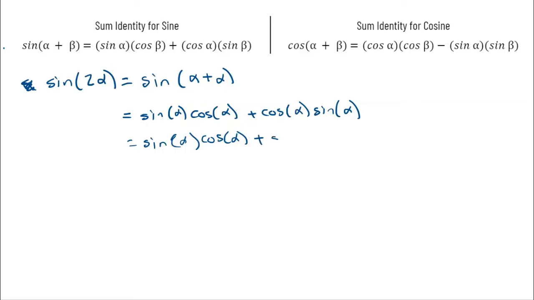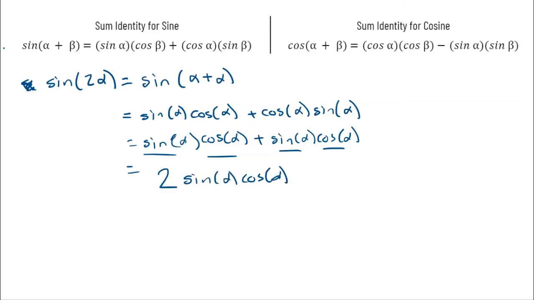Cosine times sine is the same as sine alpha times cosine alpha, and that allows us to say, well, wait a minute, if we have a sine cosine and another sine cosine, those are like terms, so we can combine them together to get 2 sine alpha cosine alpha. Now, we could do something very similar with the sum identity for cosine as well to figure out what cosine of 2 alpha is. But I'm not going to bore you with that right now in this video.